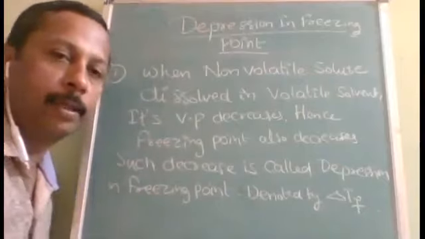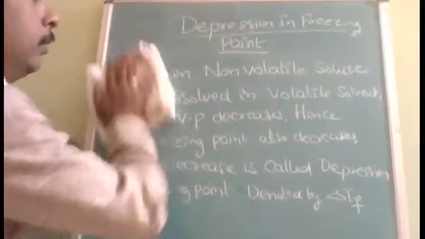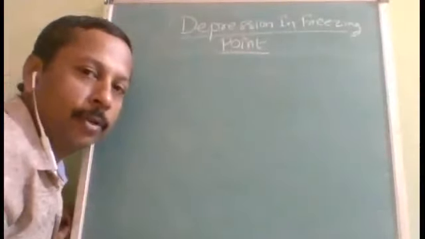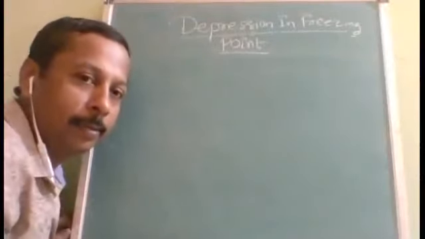Such a decrease in freezing point is called depression in freezing point, and it is denoted by delta TF. What is it denoted by? Delta TF. Okay, I will explain through the diagram. Today I am not going to draw all three diagrams, but you should understand that it is also a colligative property.